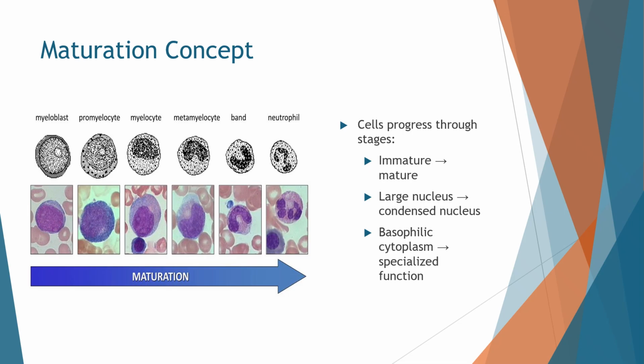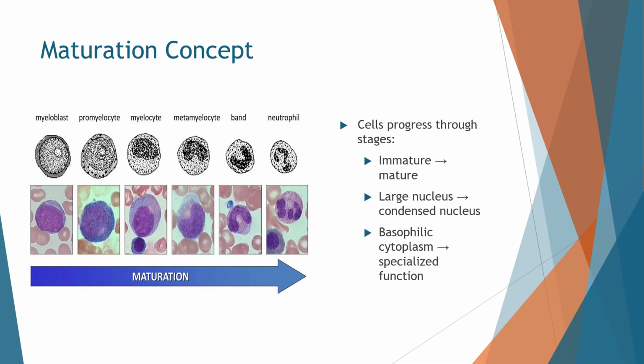Now we zoom into something histotechnologists live and breathe: cell maturation. Every blood cell follows a predictable developmental pathway from immature precursor to fully functional mature cell, and maturation follows consistent morphologic rules. As cells mature, you'll notice three major trends. They go from immature to mature, which means early cells are focused on growth and division. Mature cells are focused on function.